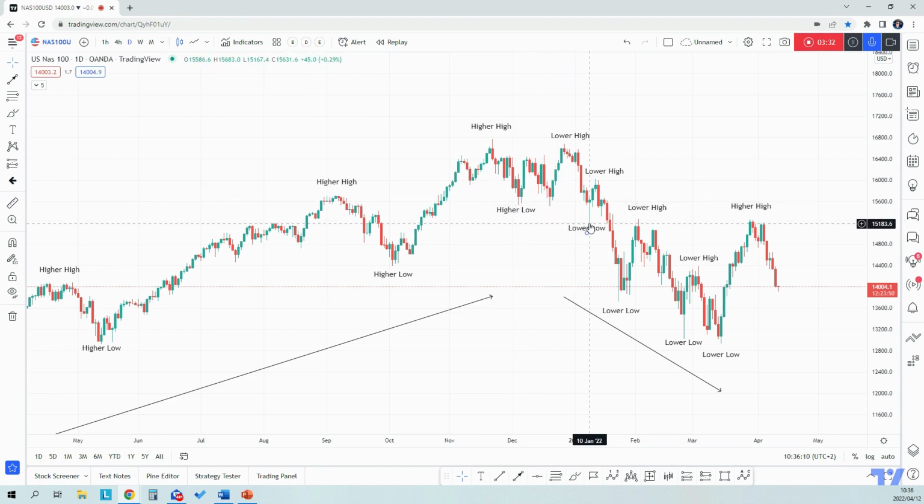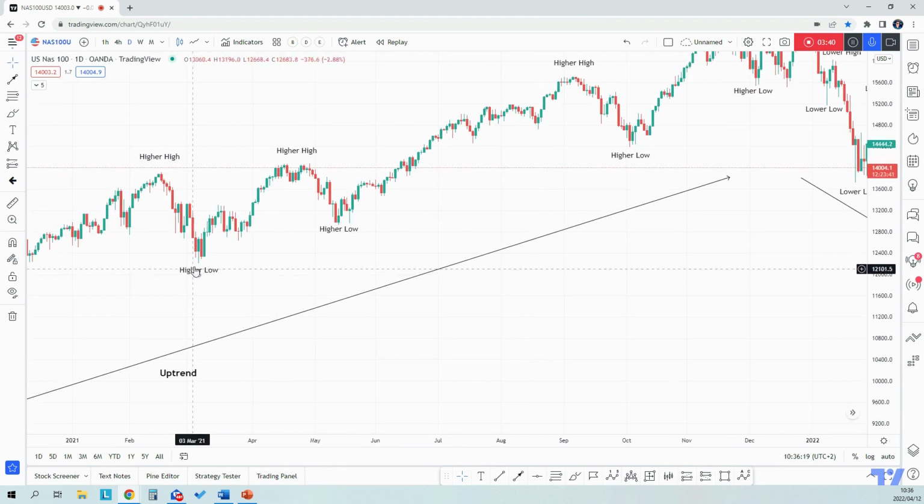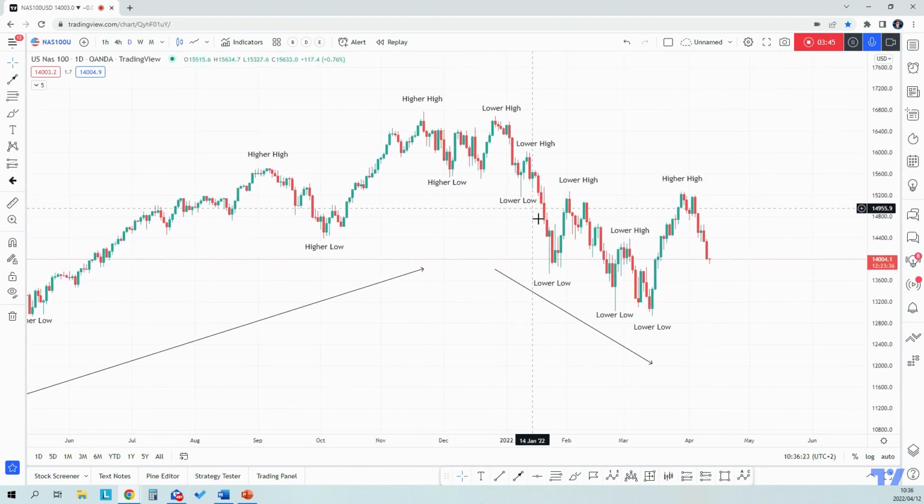So we got a lower low, which meant that we had a lower high and a lower low, and this could have signaled the change in trend. You would also have noticed if you'd drawn a line across all of these lows, a trend line, that at this point that trend line was broken. And this also confirmed the change of the trend to a downtrend.